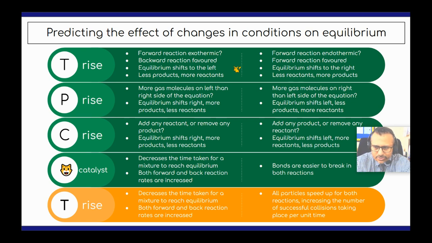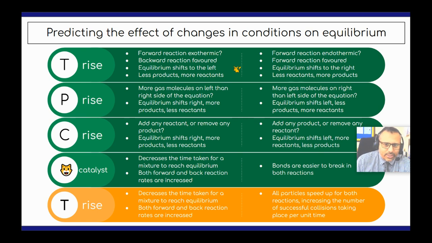Although all particles speed up for both reactions, increasing the number of successful collisions per unit time, raising the temperature indefinitely will help endothermic reactions if the endothermic reaction is going forward. However, if you have an exothermic change going forward, then you need to raise the temperature, but not too high.